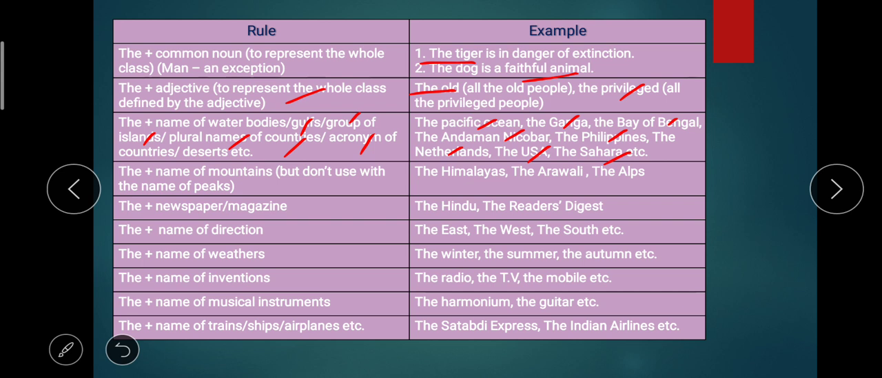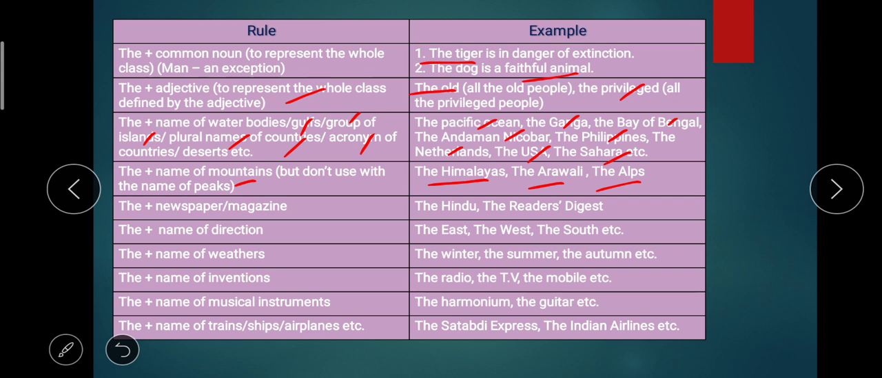Coming to next, the is used before the mountains, mountain ranges, but we don't use the before the name of the peaks. We use the before the name of the mountains, but not before the names of the peaks, like the Himalayas, the Aravalli, the Alps. These are the mountain ranges.